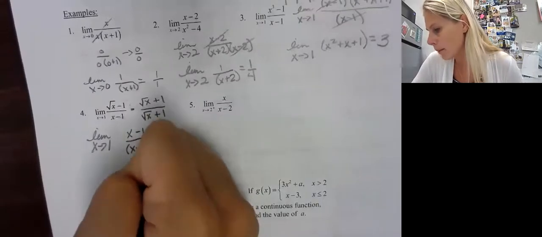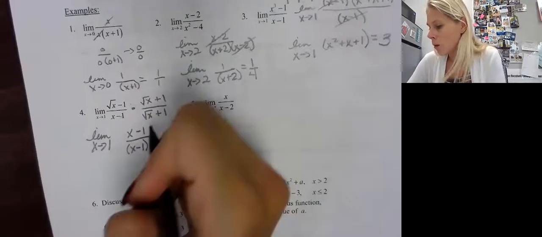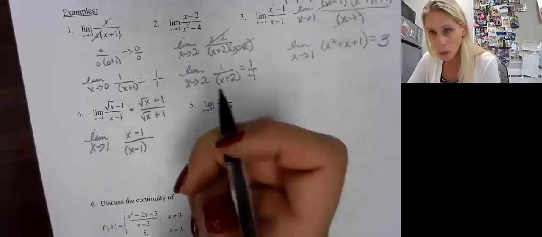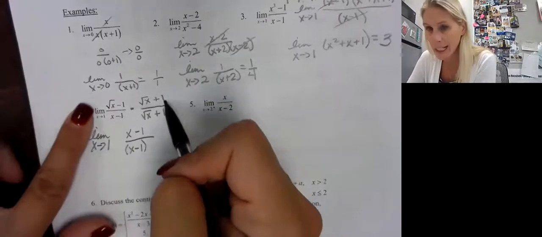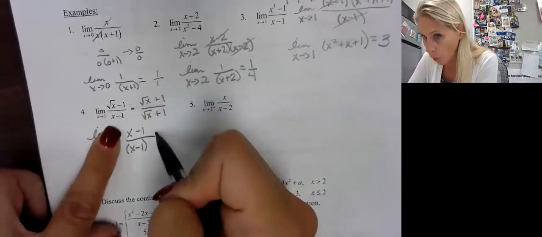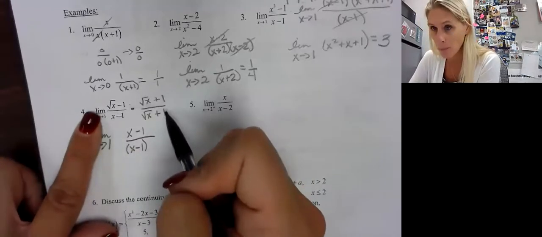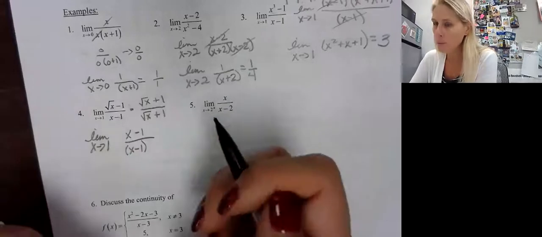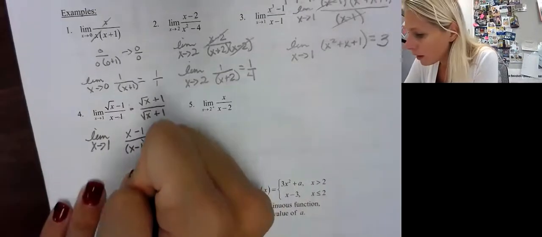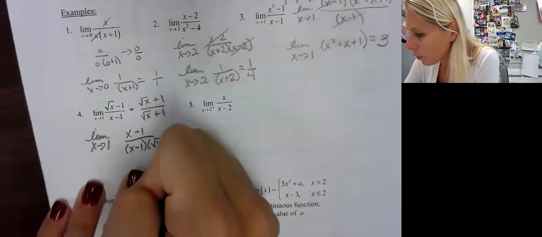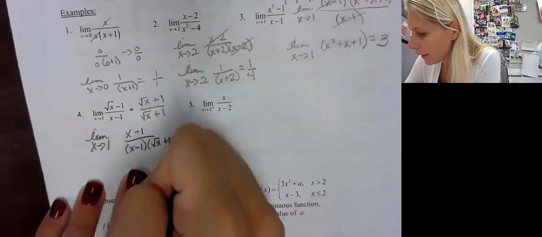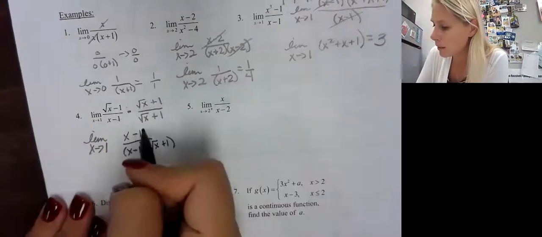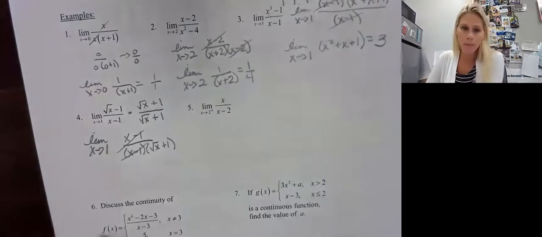So always remember that the top or the bottom, depending on which one you're changing. Right here, we're changing the top. So we need to FOIL the top and not the bottom. But if we were changing the bottom, we would FOIL the bottom, not the top. Okay. And the reason why we don't need to FOIL the bottom is, as you can see right here, this x minus 1 now cancels with top and bottom.